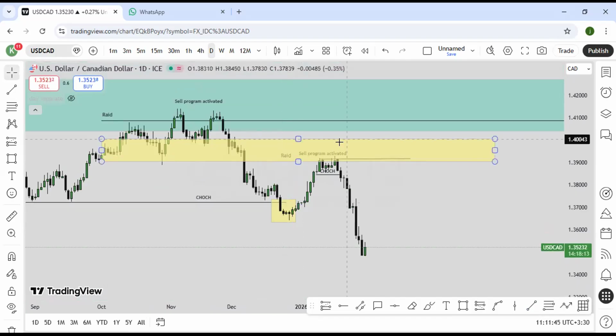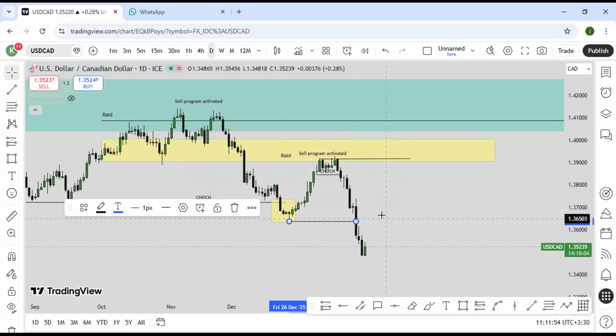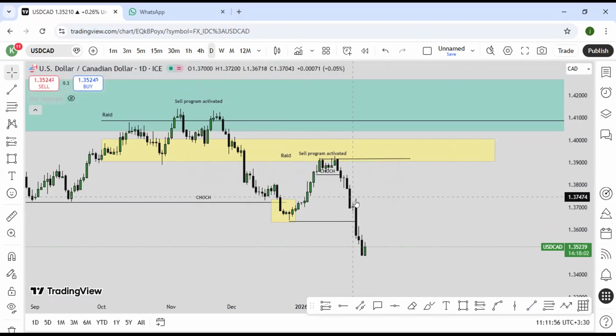So price comes back. We made our entry in this candle. Our take profit was here. You're getting it. Now, this market moved. It sold for 1, 2, 3, 4, 5 days to reach this take profit. You have got it.